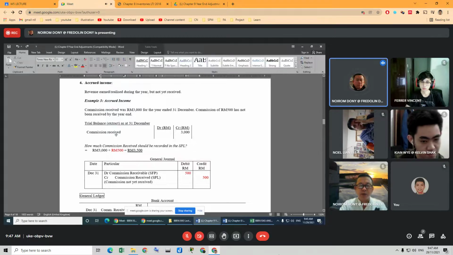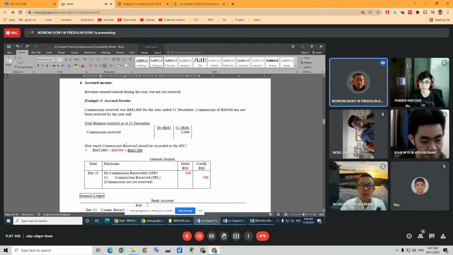So commission received is a credit item, is a revenue. So that's why it is on the credit side, 3,000. So how much commission received should be recorded in SPL? So we have to record as it is earned. So it's not 3,000, but instead 3,000 plus 500. So 3,500. Okay, so that is the amount that should be recorded. So that's why we need to do adjustment.